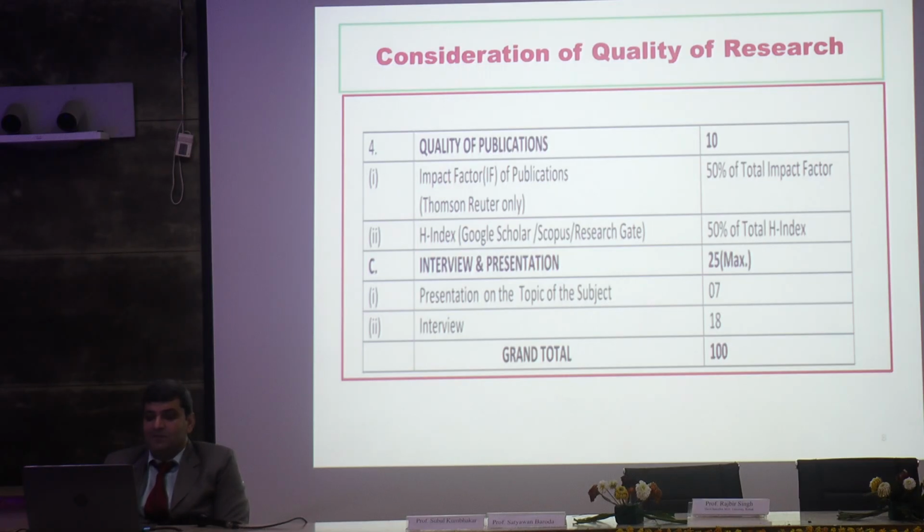Then H index. H index is also an indicator I will discuss in detail, but we have provided weightage 50% of the total H index. Then there is presentation. So quality of publication has been given a good weightage, and there is specification, there is focusing on knowledge.